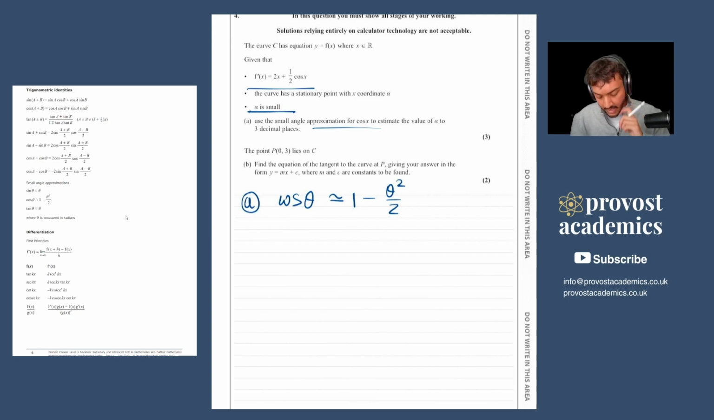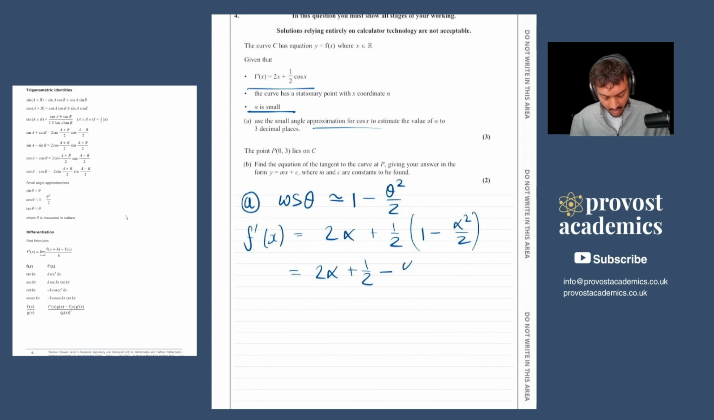Okay, so let's come back to what we were actually trying to do. f dash x is going to be equal to 2 alpha plus a half of cos, which is 1 minus alpha squared over 2. Let's simplify this. I get 2 alpha plus a half minus alpha squared over 4. Now, because we know this is the stationary point, and at a stationary point your gradient is equal to 0, we can say that that's equal to 0. To be completely right, I should say alpha there. So we can just times everything by 4 to give me 8 alpha plus 2 minus alpha squared.